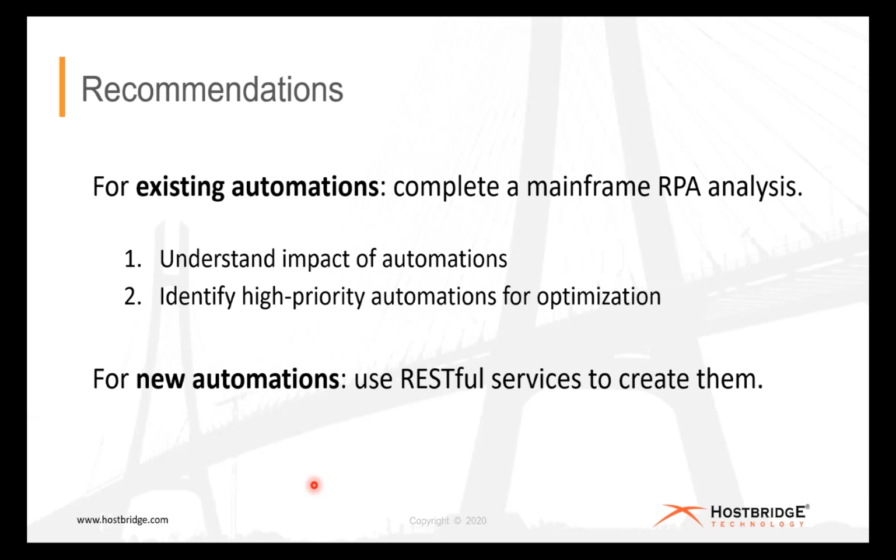From that, we can also identify some high priority opportunities for automation using a different way, or for optimization using different techniques. For new automations, if you have new requirements, we would certainly encourage you to take a look at HBJS. Instead of codifying all the screen scraping and emulation activities down in an RPA platform such as Automation Anywhere, it's just as easy, and for some customers far easier, to codify them as a RESTful service on the mainframe. As a result, they will run substantially faster and without any screen scraping.